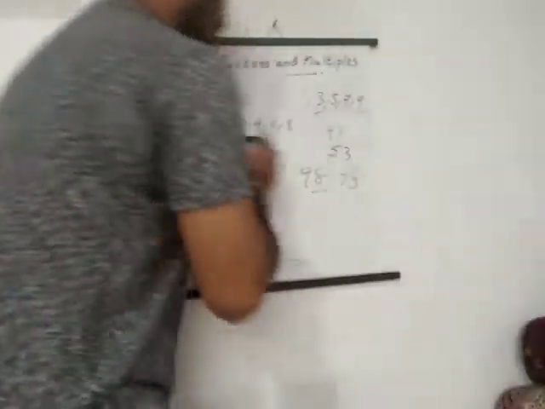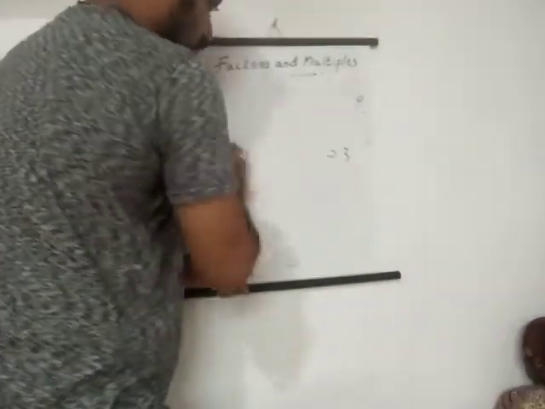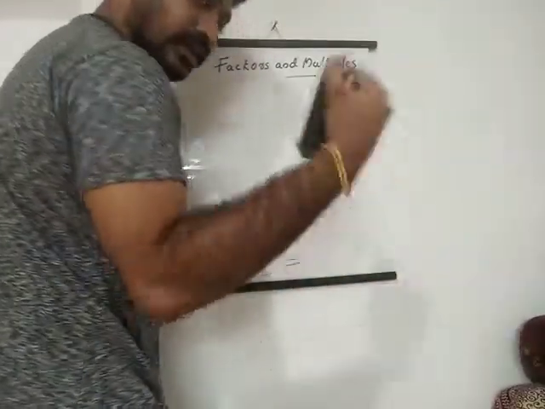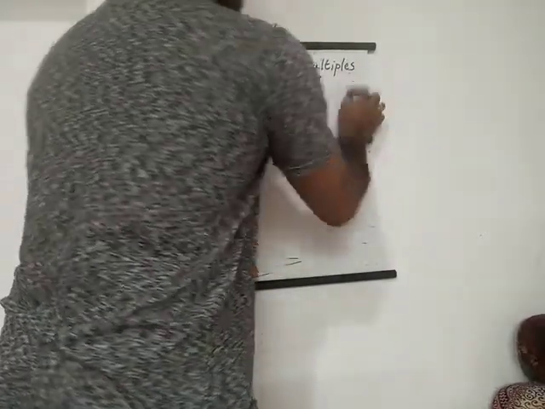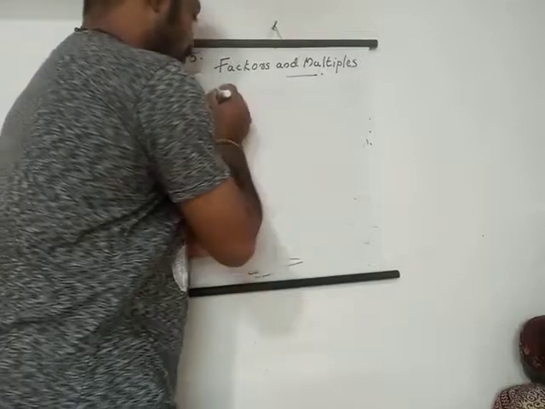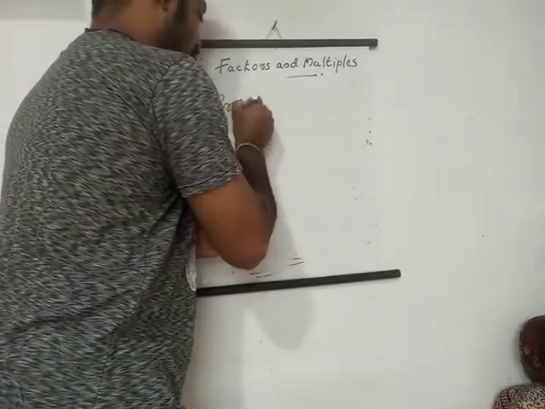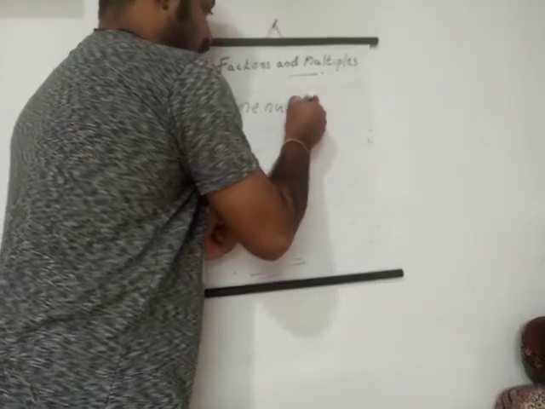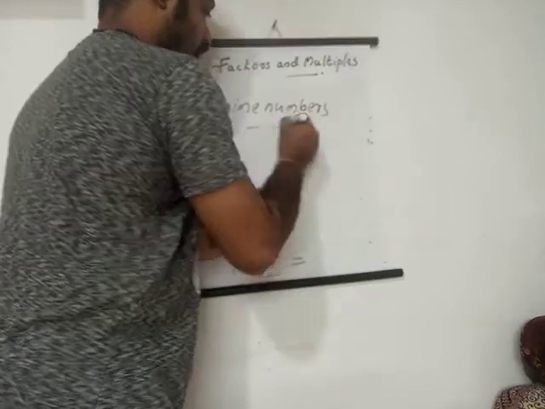Okay, and next one. This is one of the important things. These all things you learned, isn't it? Now next one is prime numbers.